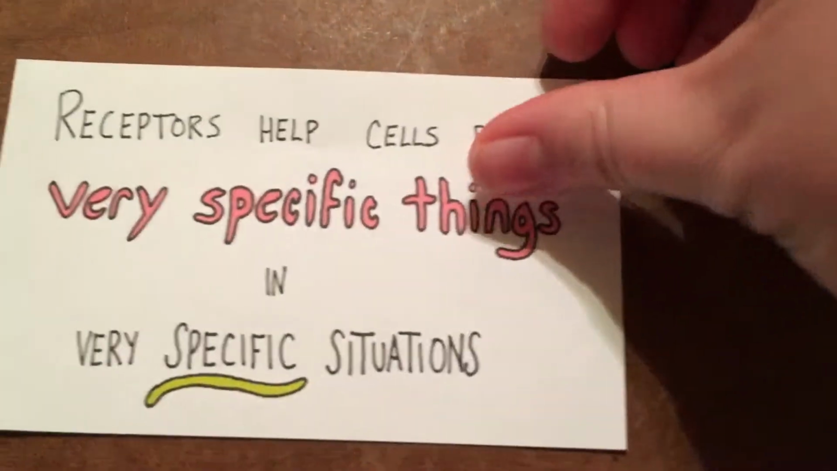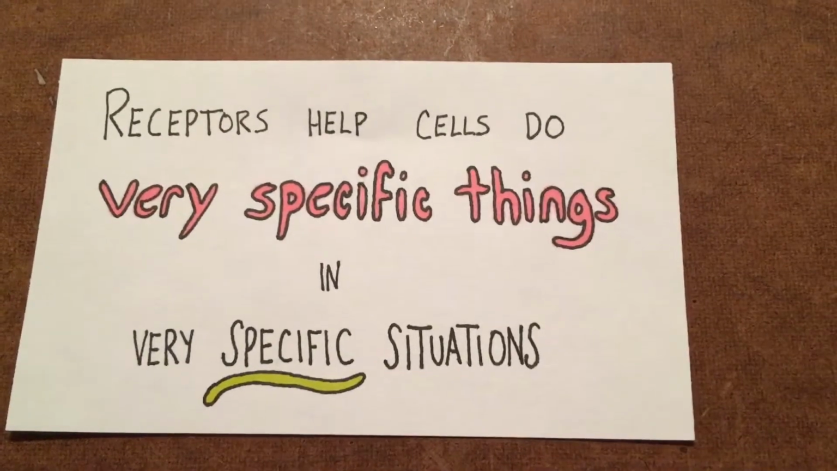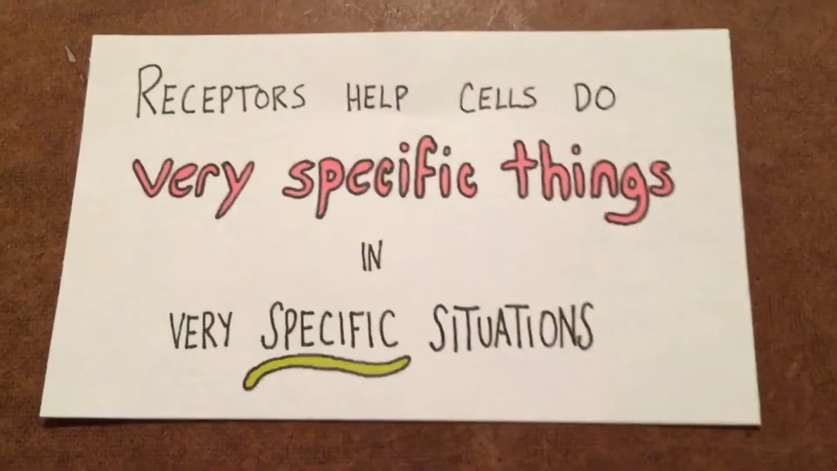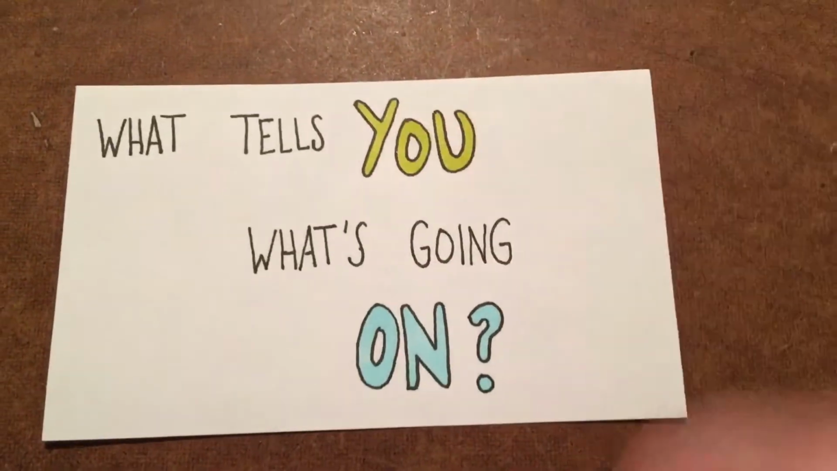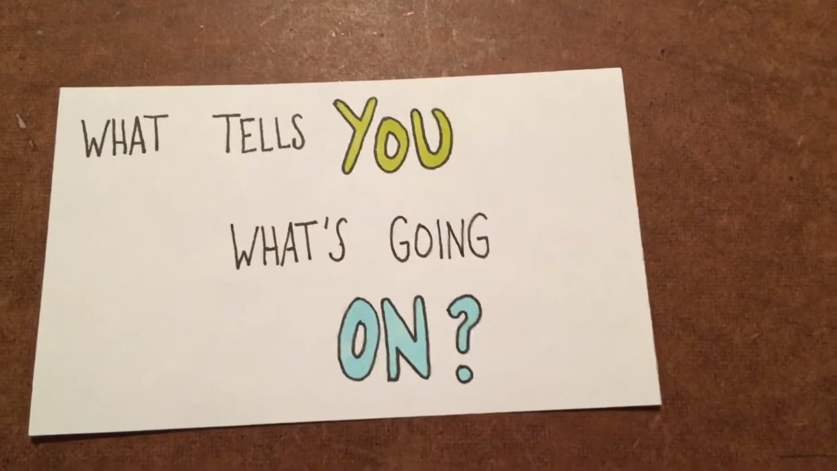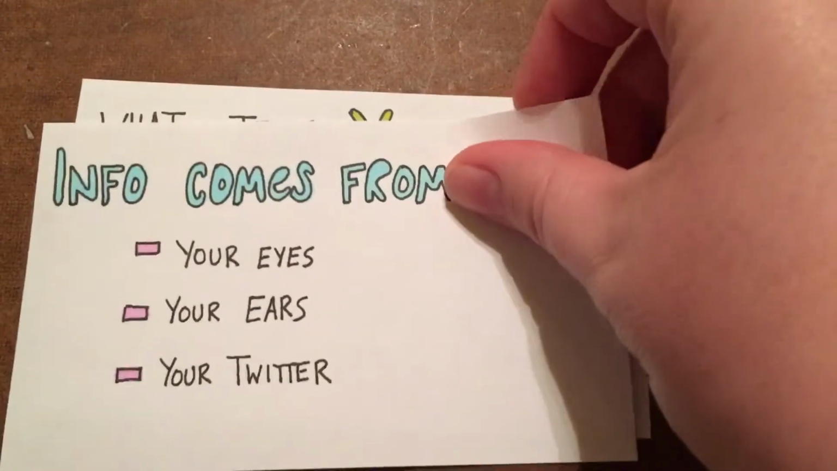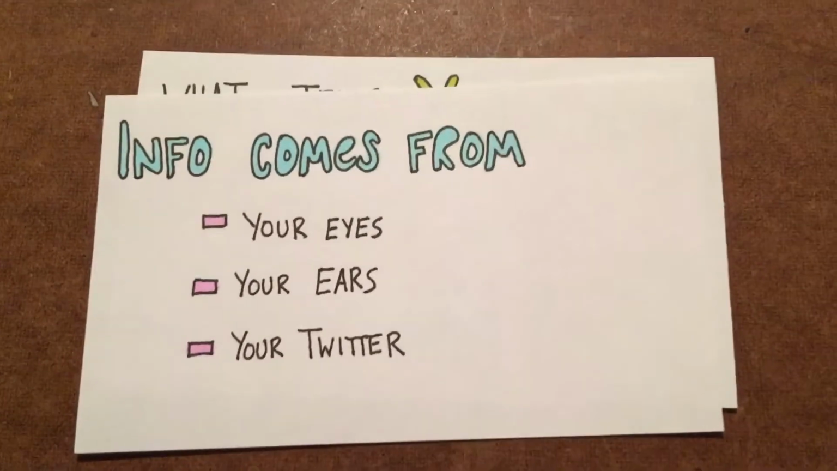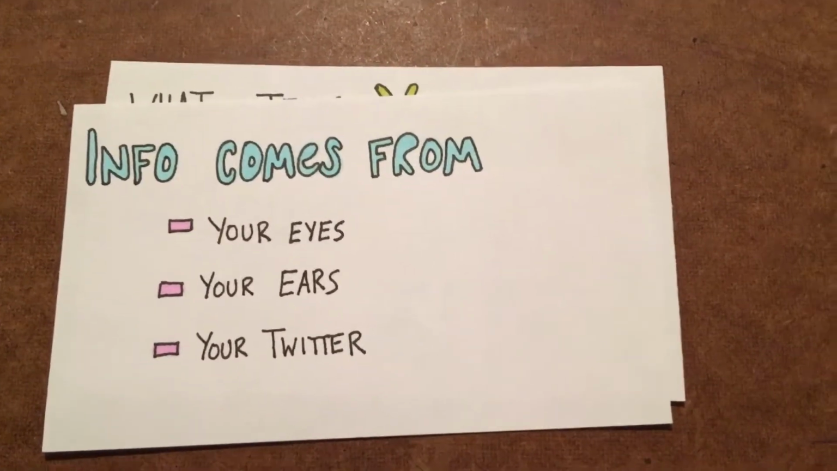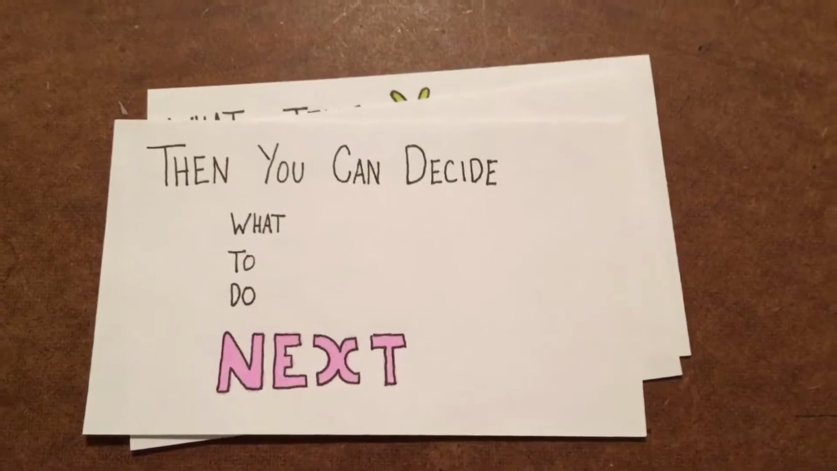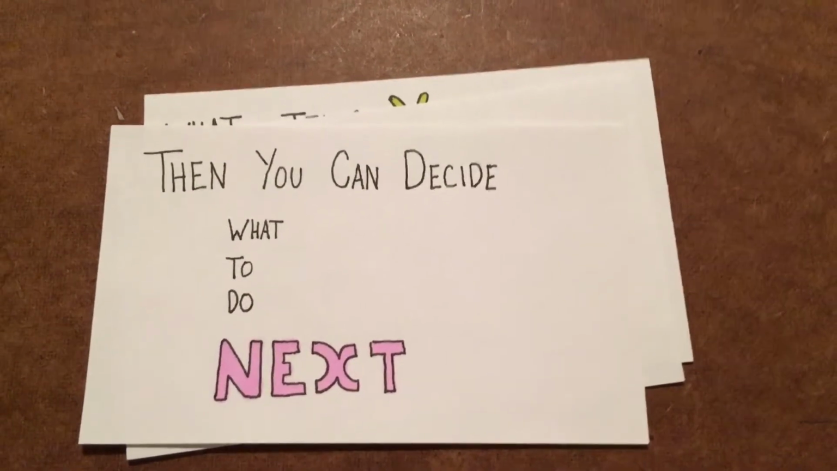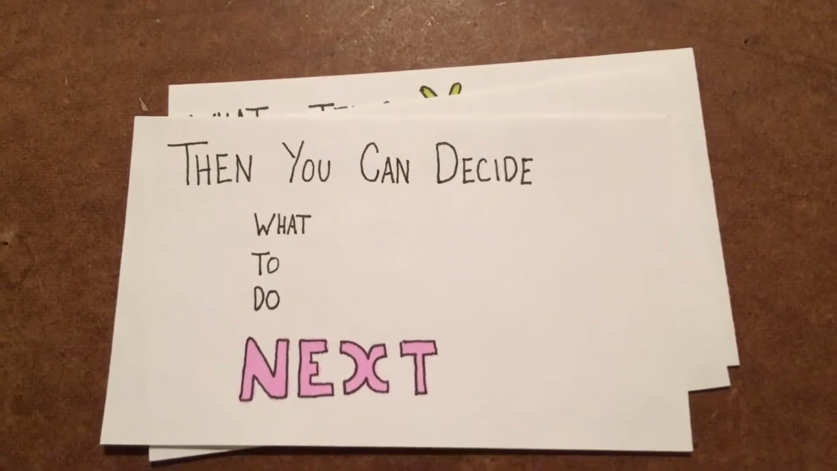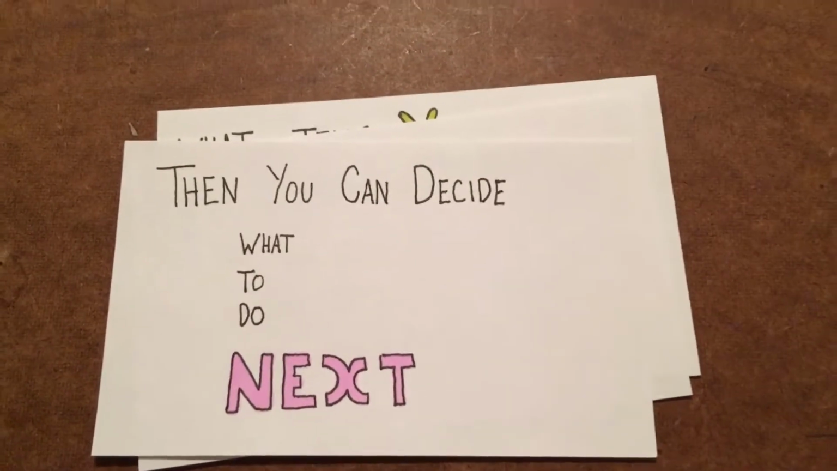Receptors help cells do very specific things in very specific situations. What tells you what's going on in the world around you? Information comes from your ears, your eyes, your cell phone, and then you can decide what to do next. But cells have to make those same decisions without ears or anything like that.